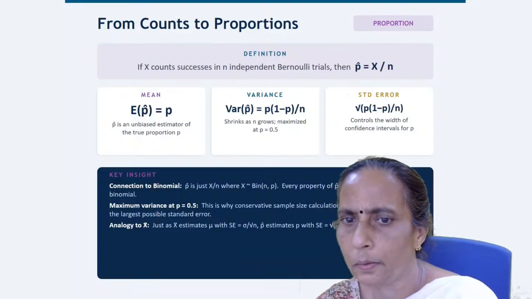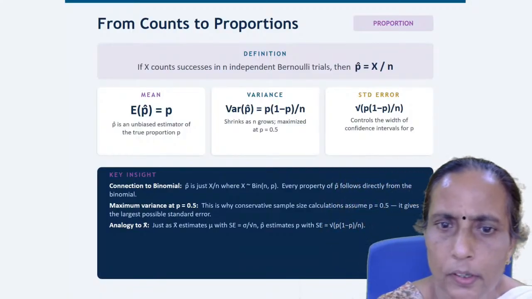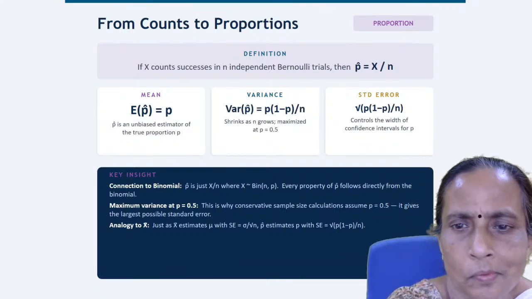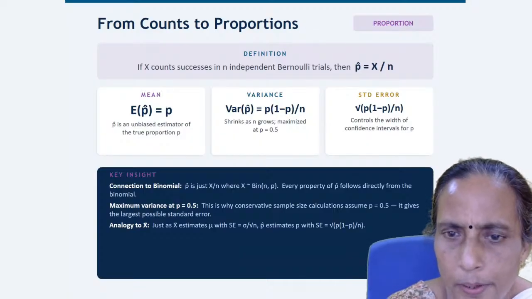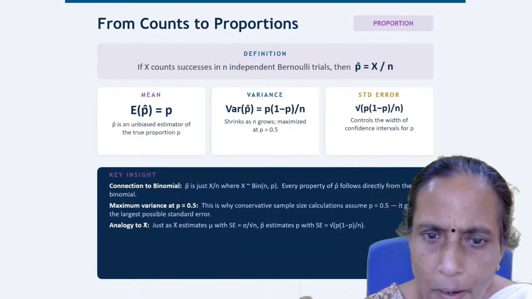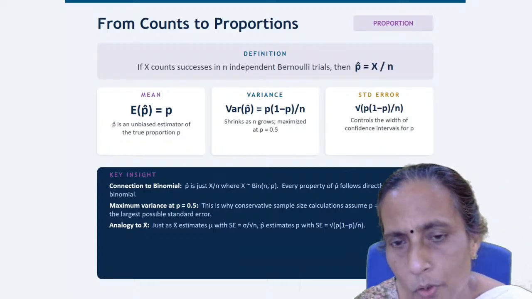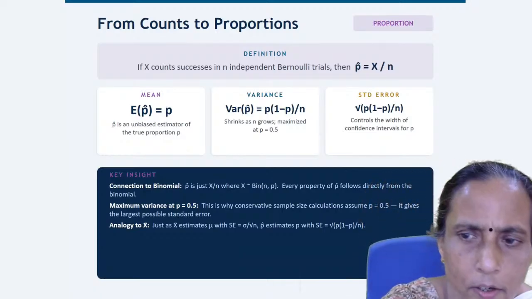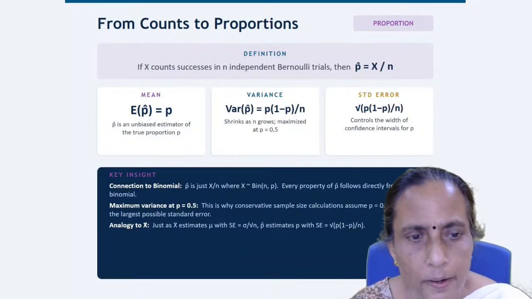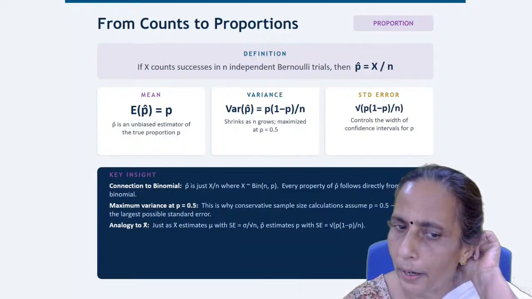It shrinks. That means as your N grows, if N tends to infinity, this will be smaller, because N is in the denominator. So it shrinks as N grows and is maximized at P equal to 0.5. So the standard error controls the width of the confidence interval for P. The key insight over here is the connection to the binomial.